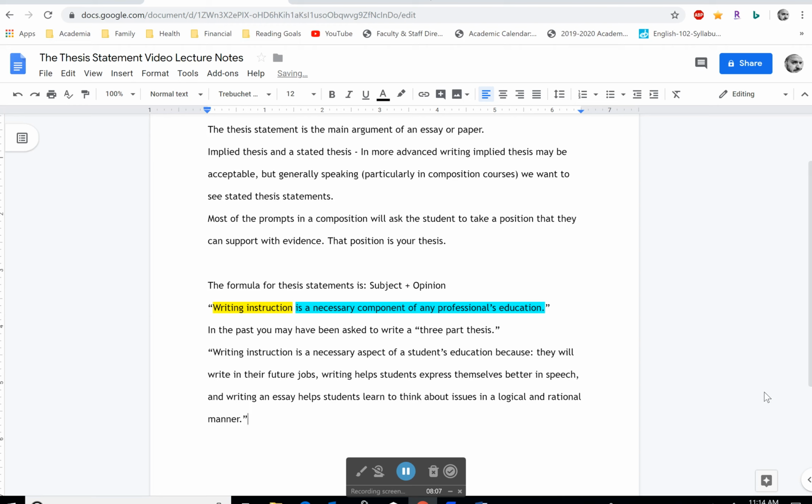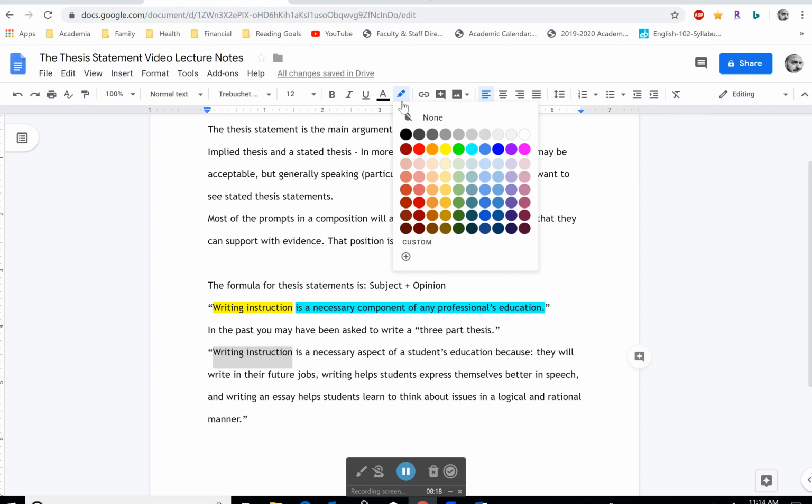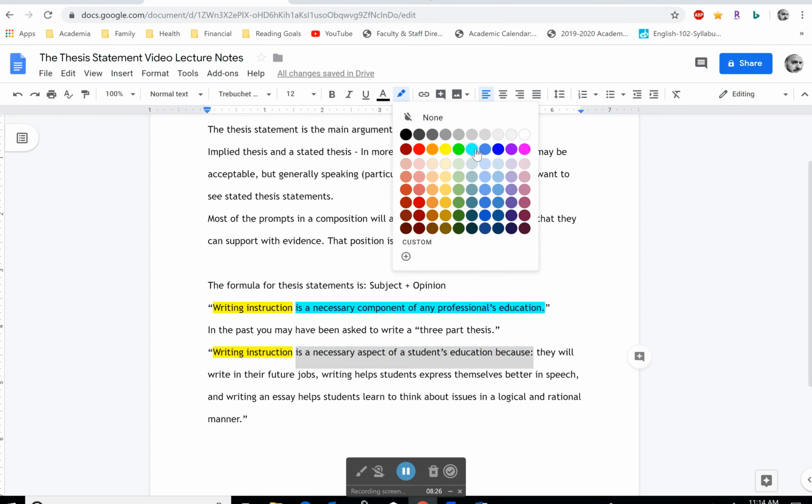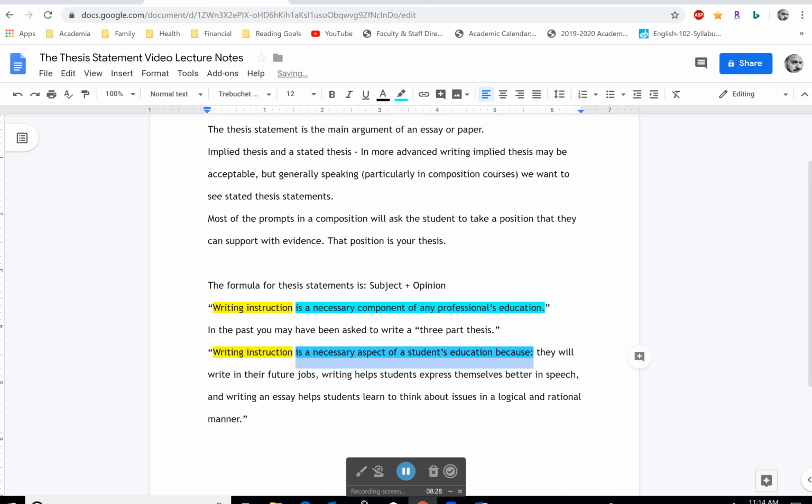So as you can see here, this is what would be called a three-part thesis, and it's very similar to the one we have above. So we have writing instruction, which is our subject again. We have our opinion, which is this part again, which is just basically another way of phrasing what we wrote before. But then we have this list.